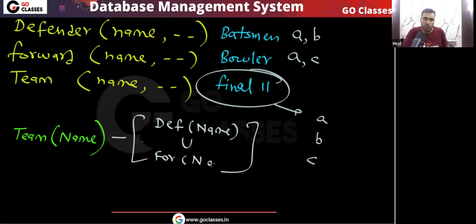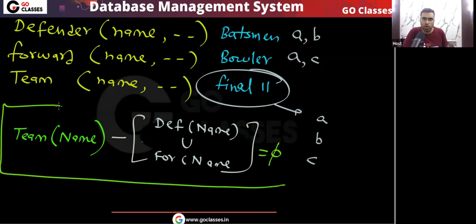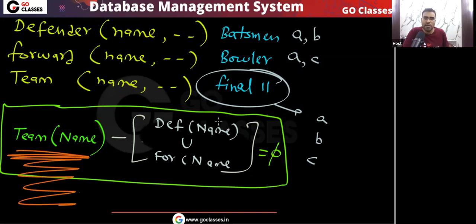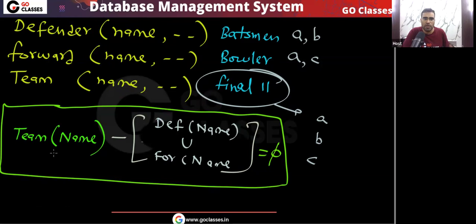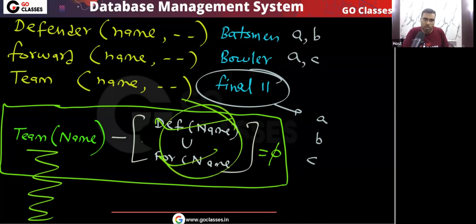So from the names which are here, if I remove these names, then what should I get? I must get the empty set. Do you agree with me? I must get the empty set, because remember what we want: everyone who is in the team should be here or here. So from everyone here, if I remove these names, I should get the empty set. So if I am getting the empty set here, that simply means that everyone who is in the team is either here or in both of them.